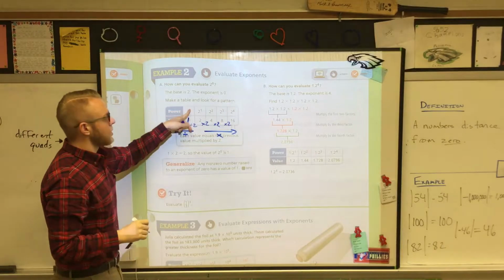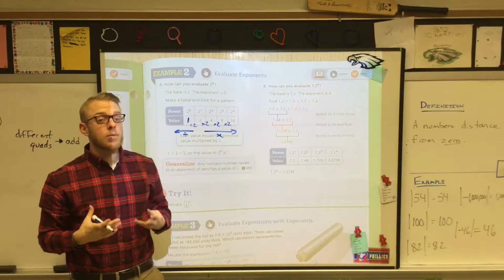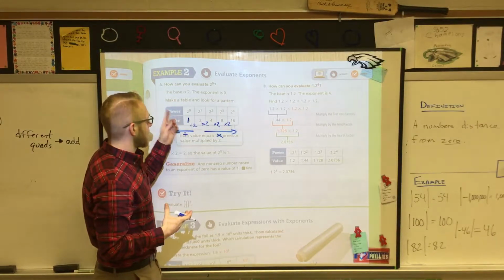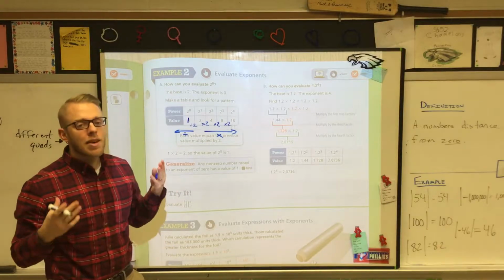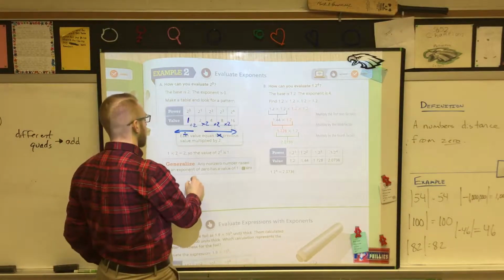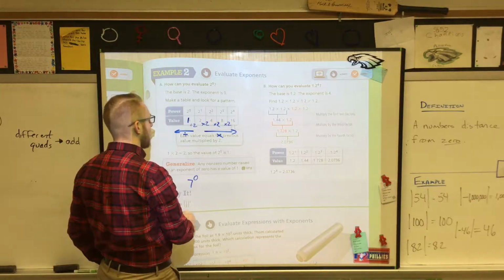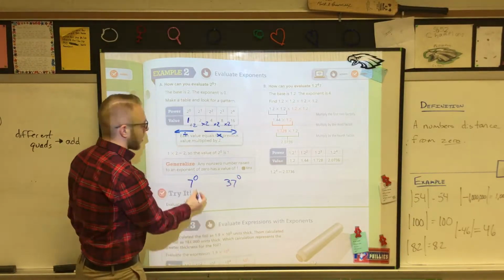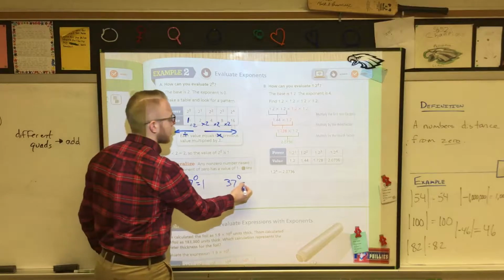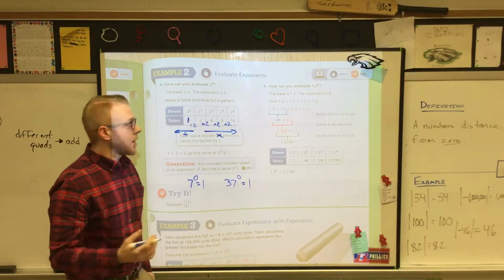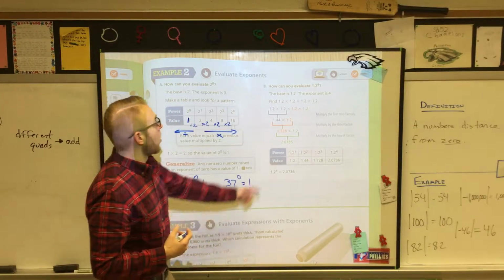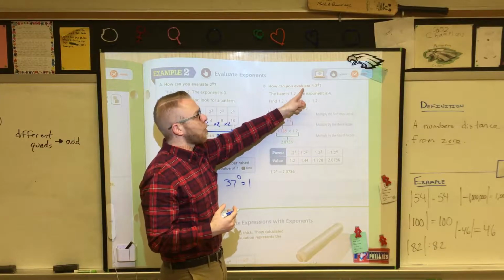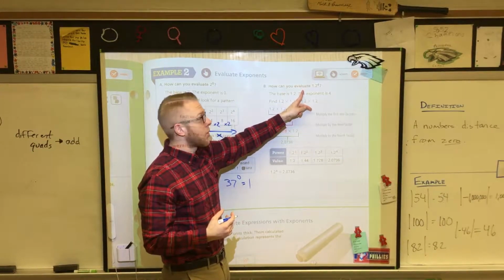So 2 to the 0 power, I know it might seem really weird, is actually equal to 1, but that is a math fact. So it doesn't matter if I write 7 to the 0 power or 37 to the 0 power, each of them will always be equal to 1. So we also have to know how to evaluate other types of powers.